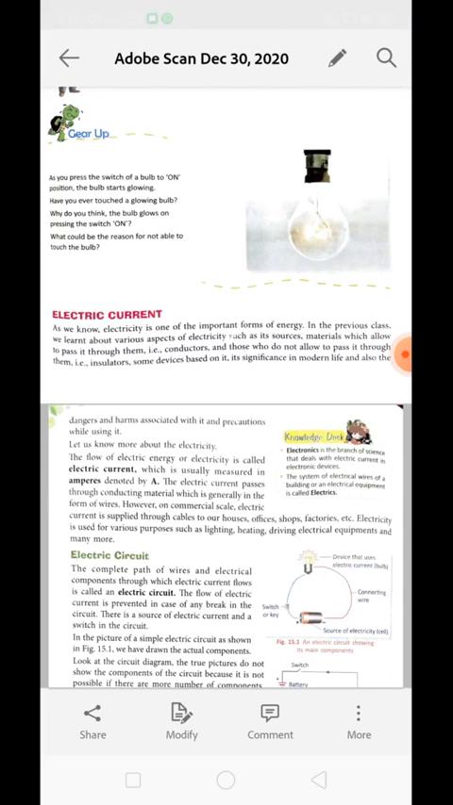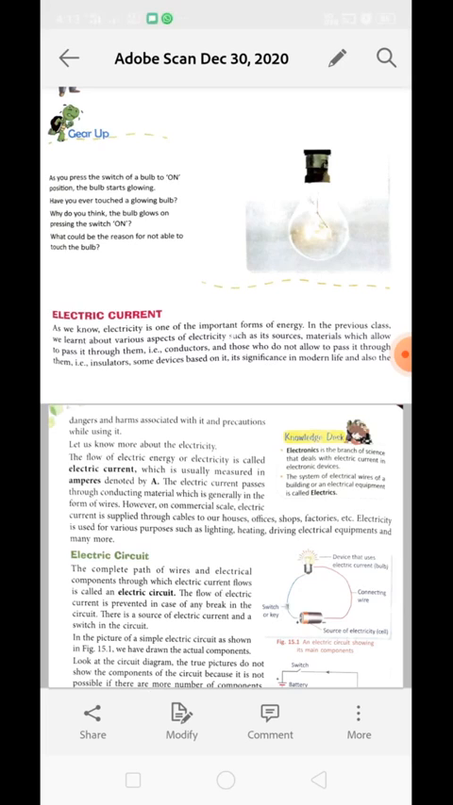Why do you think the bulb glows on pressing the switch on? What could be the reason for not being able to touch the bulb? Okay, the answer to all these questions is electric current, because the bulb has a supply of electric current, and this electric current causes the bulb to glow as well as to heat.